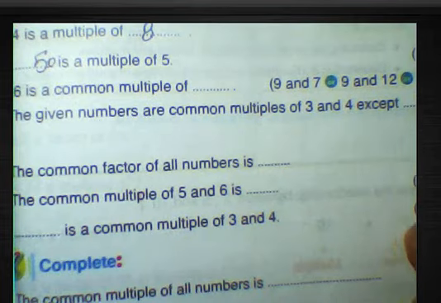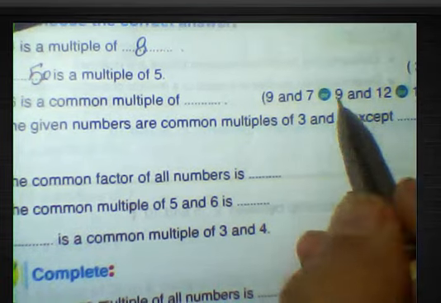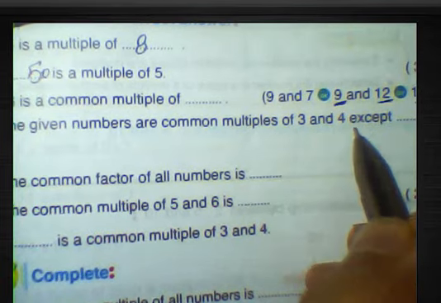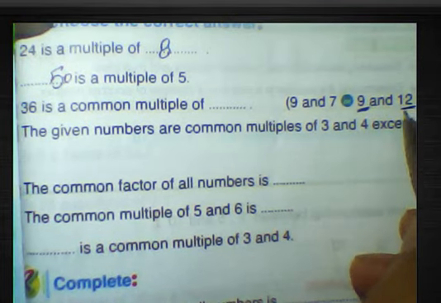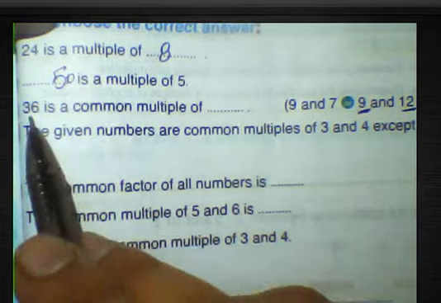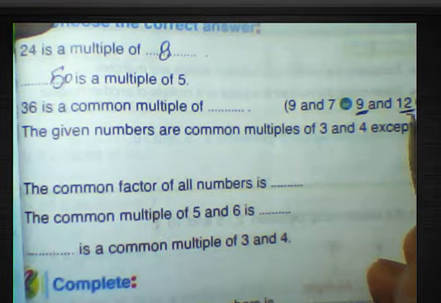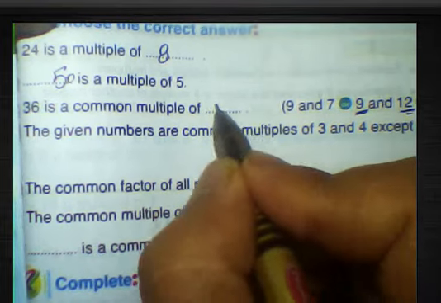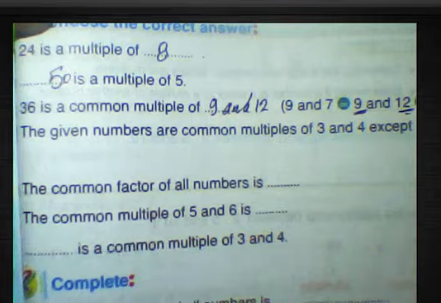12 and 28, no. 24, no. Okay, 9 and 12, yes. 36 is a common multiple of 9 and 12, because 36 can divide by 9 and 36 can divide by 12.